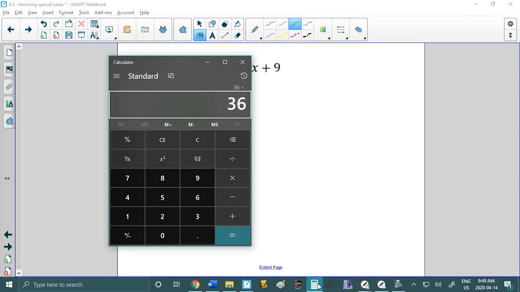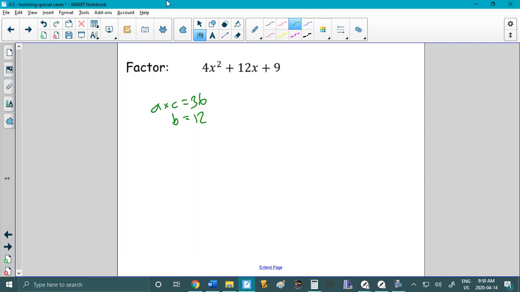So 36 divided by 1. 36 and 1 don't add to 12. 2. 18 and 2, no. 3, oh, 12 and 3 are 15. Close, but not good enough. 4 and 9 are 13. Again, doesn't work. 5 doesn't work at all. 36 divided by 6. 6 and 6 are 12. Okay, so this equals 4x squared. Everything's positive, so it's plus 6x, plus 6x, plus 9.